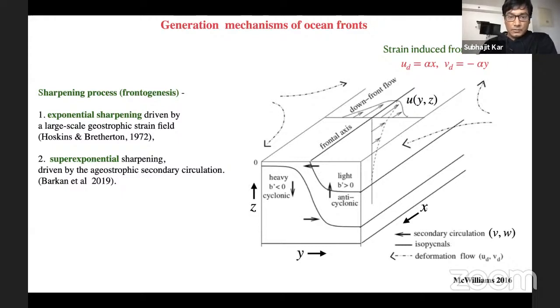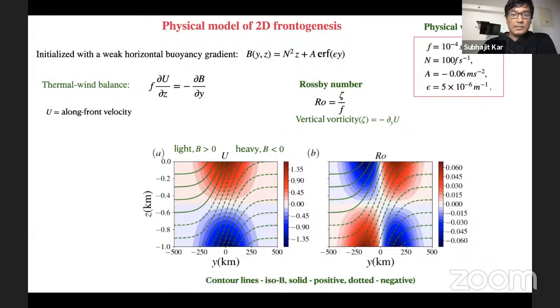So what we are trying to do is take a simple model here and try to put in waves and see how they interact. Okay, so our frontogenesis model is very simple. We have taken the YZ plane here and we initialized the buoyancy using this simple formulation, and the typical values are given on the right. And the along-front velocity is initially in thermal wind balance.